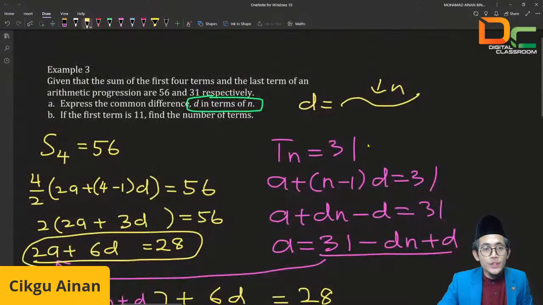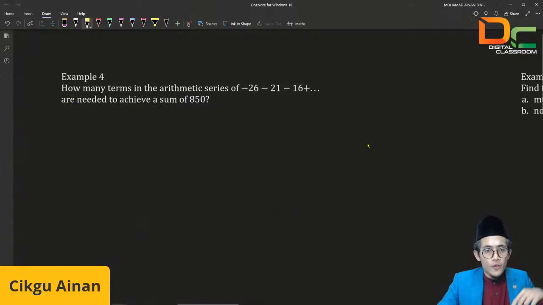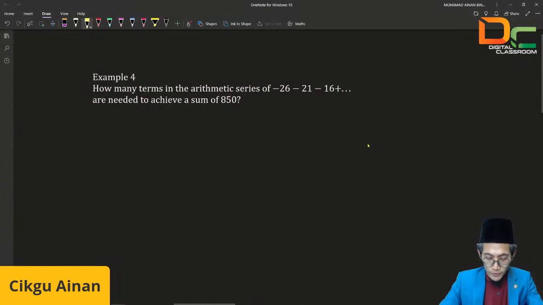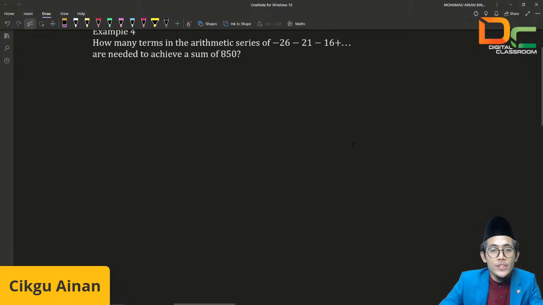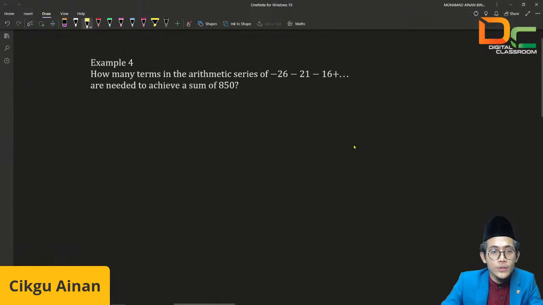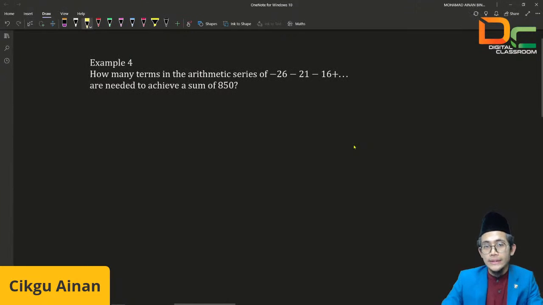Okay, so let's move on to the fourth one. Now, how many terms in the arithmetic series of minus 26, minus 21, minus 16 plus ... are needed to achieve a sum of 850?